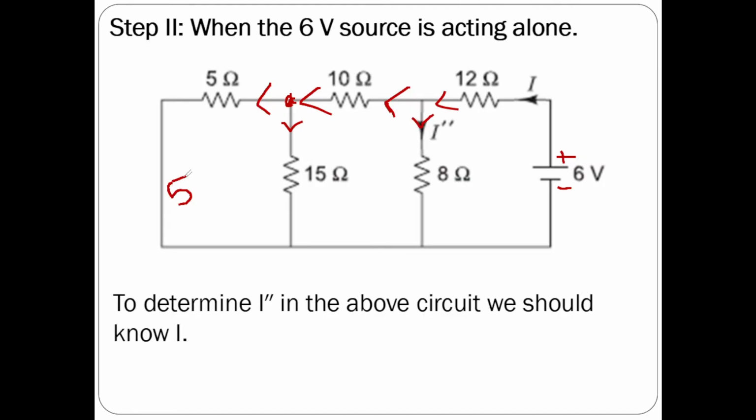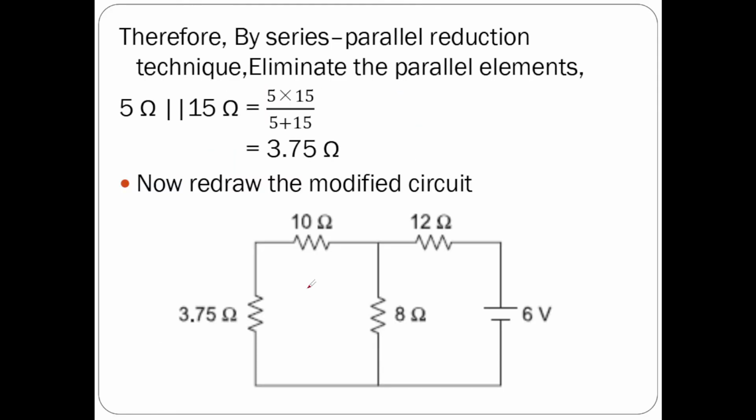5 ohms and 15 ohms are parallel to each other. Since they are parallel, we can determine the equivalent: 5 into 15 by 5 plus 15, you will get 3.75 ohms. Now instead of drawing these two elements, draw only one single resistor whose value is 3.75 ohms. Now this is our modified circuit.